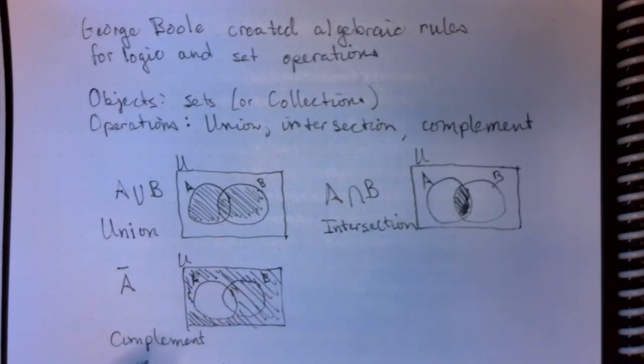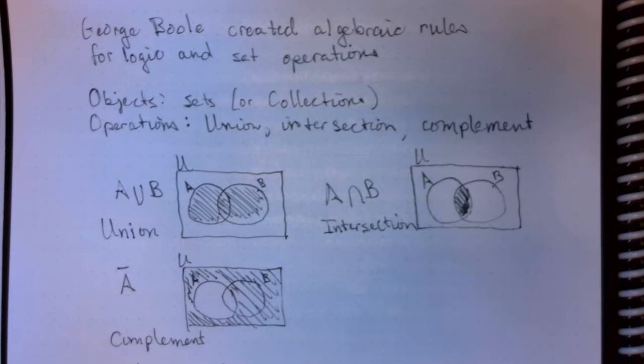If I wanted to look at the complement of a set, which is denoted by this notation right here in our textbook, I would look at everything in the universal set that doesn't belong to A. Right? So the closest thing to complement in regular algebra is like negative or opposite.